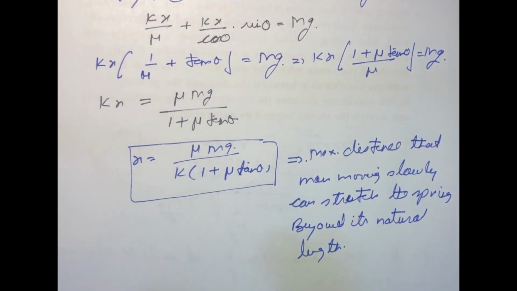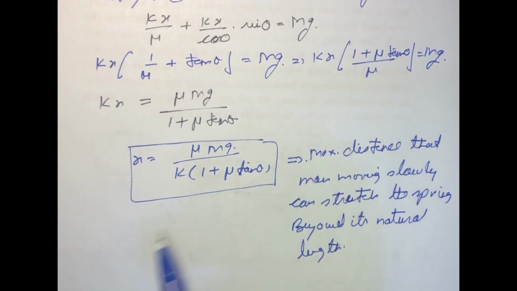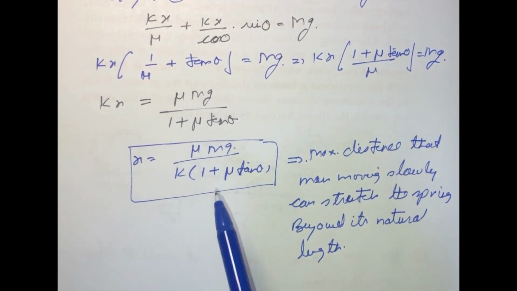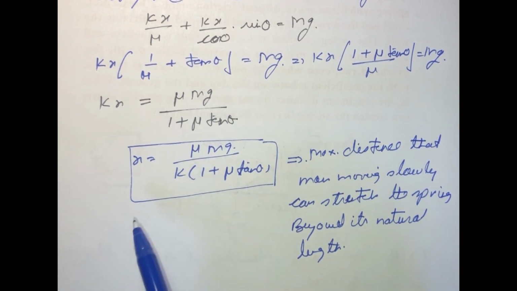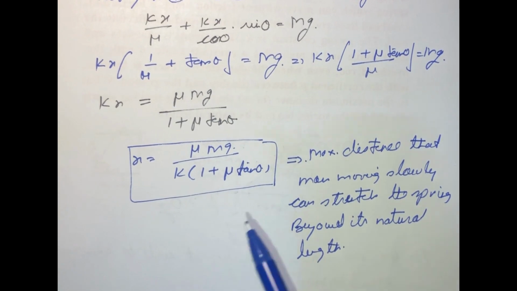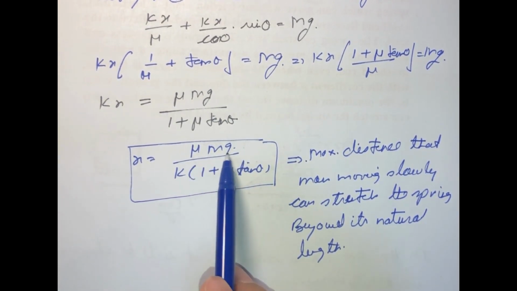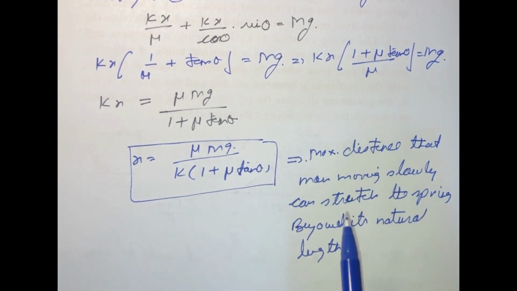This question was quite simple. We simply divided the components and used the condition that the dog is moving slowly, so everything will be in equilibrium, and we simply equated the horizontal as well as vertical forces and solved it and found the value of x, which was mu mg divided by k(1 plus mu tan theta).